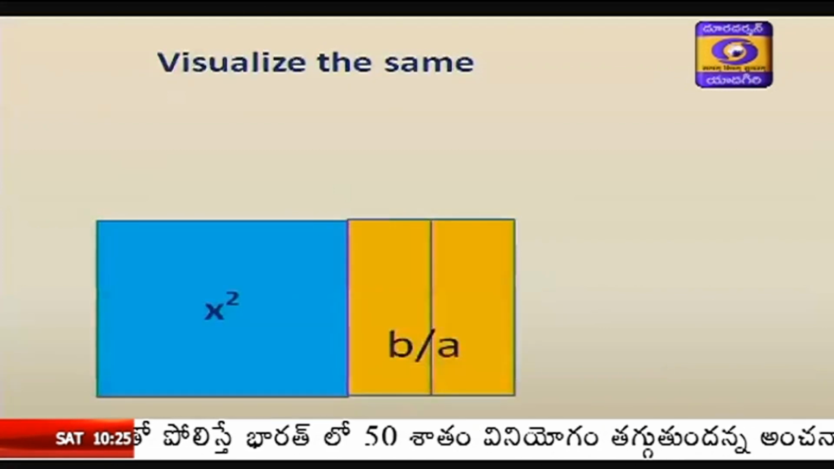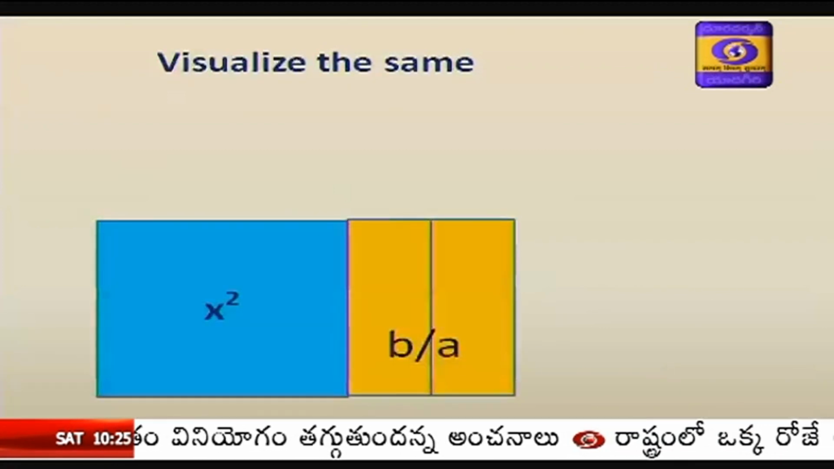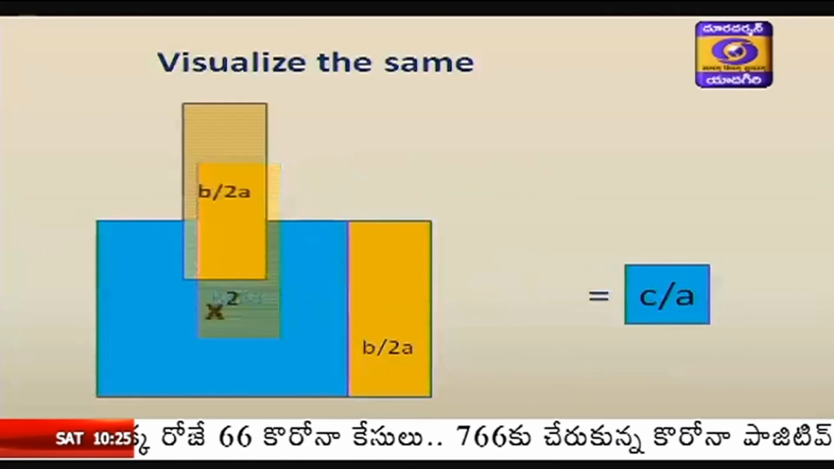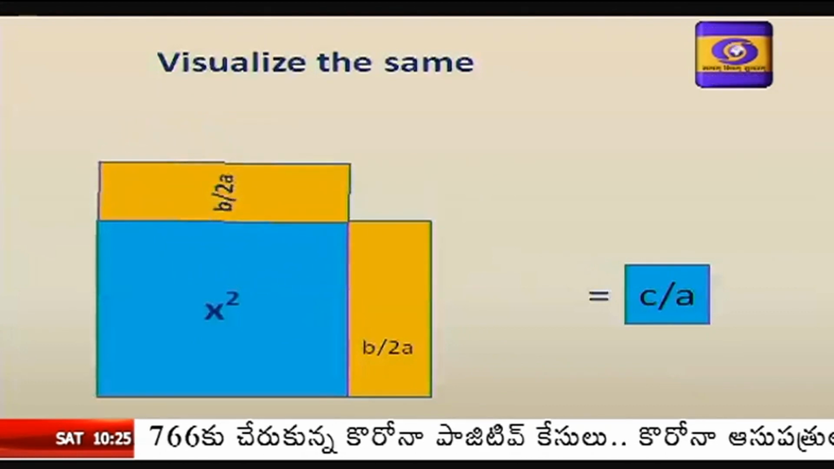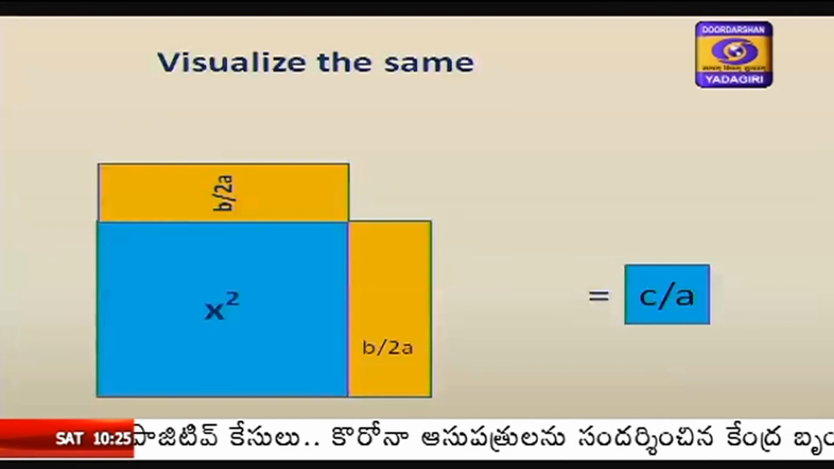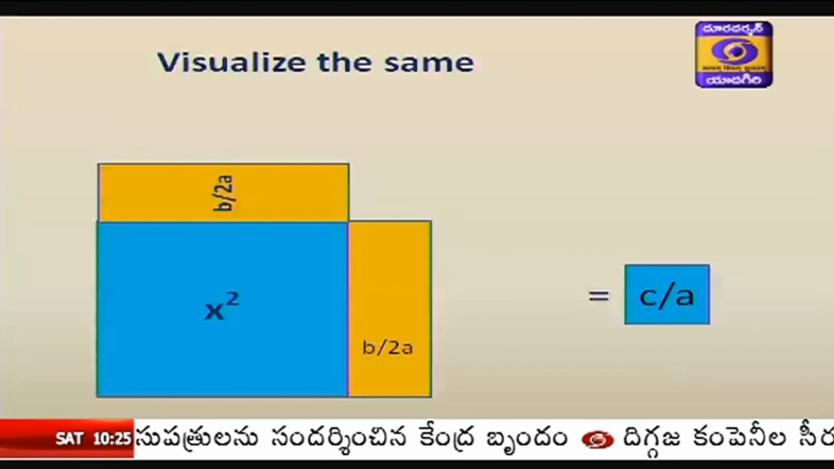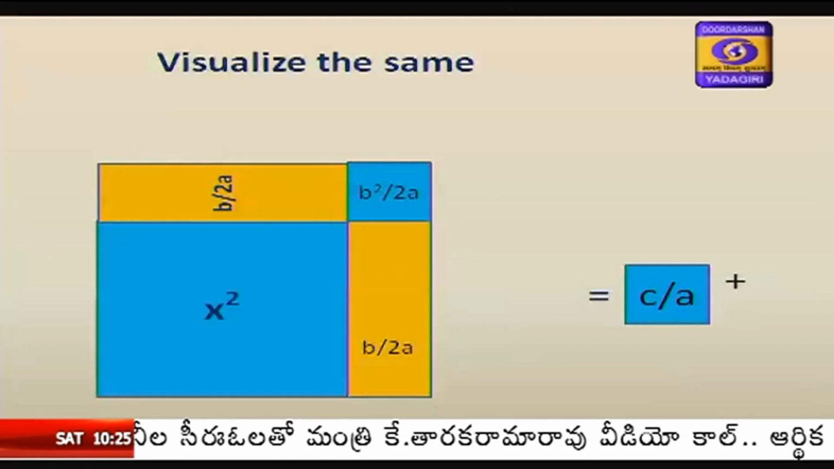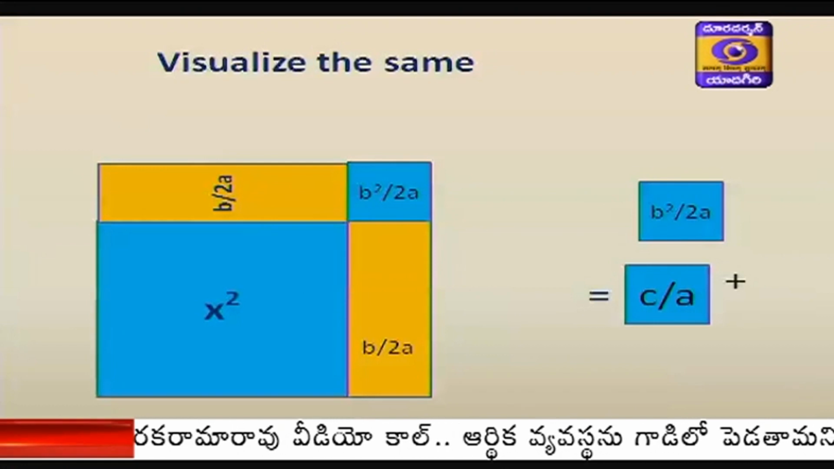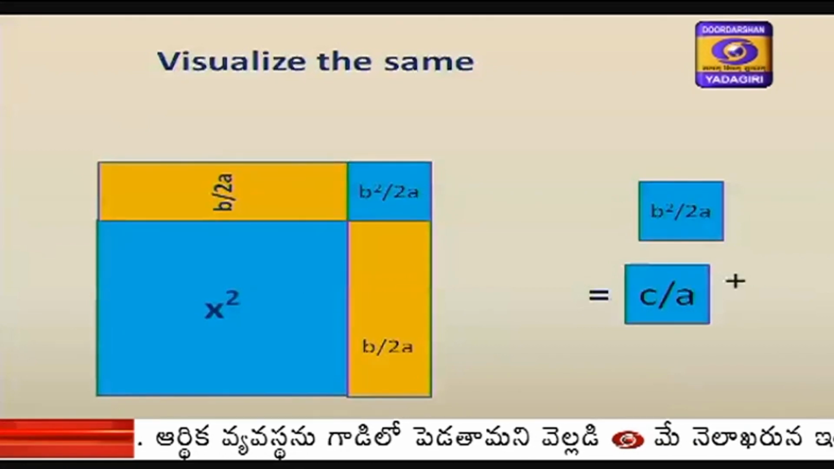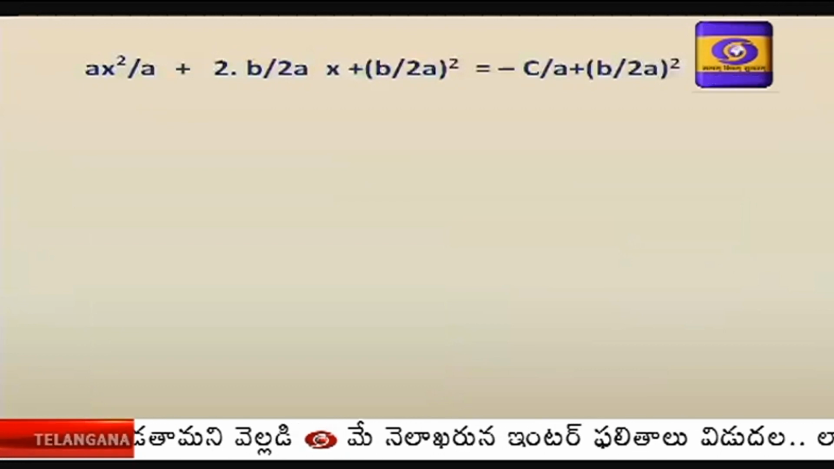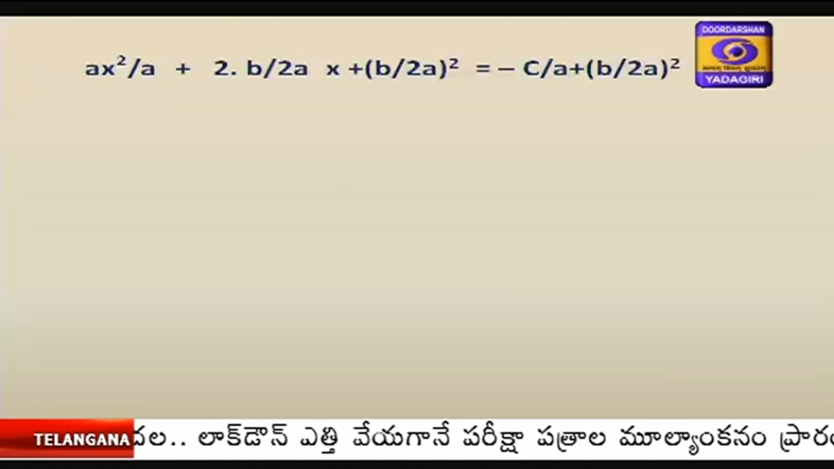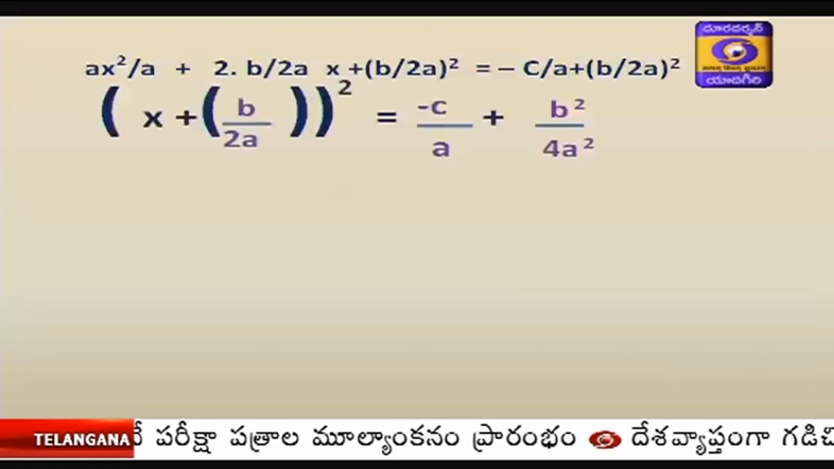See x², now b/a is the x coefficient, make it half. What do we have to add? By adding (b/2a)², we can make this picture a perfect square, again (b/2a)² on both sides. It becomes ax²/a + 2 · b/2a · x + (b/2a)² = -c/a + (b/2a)².